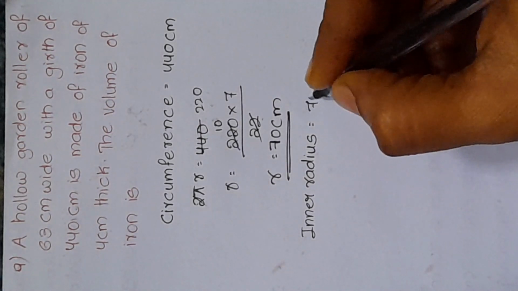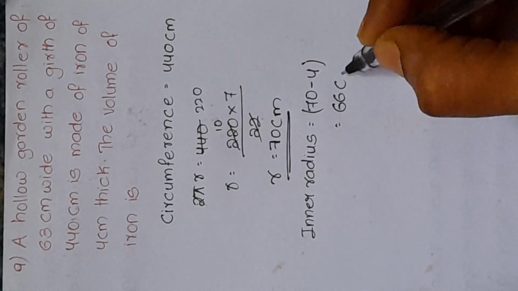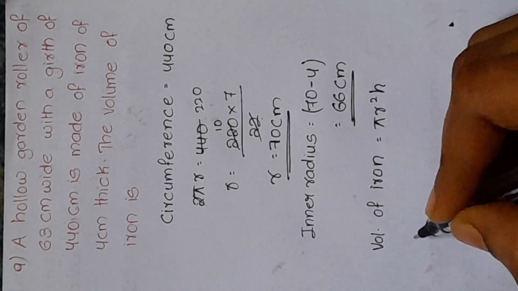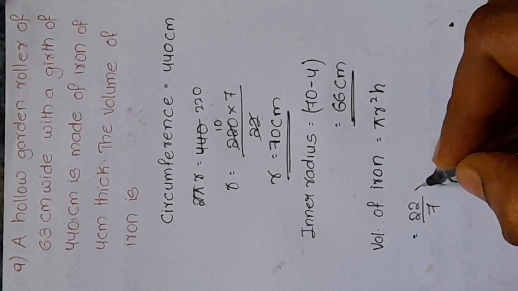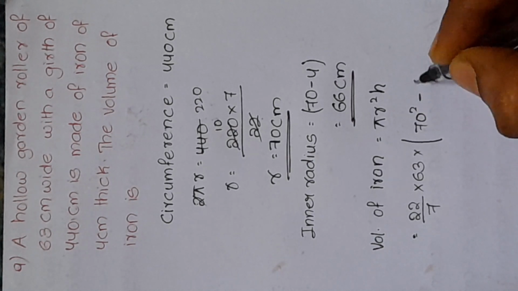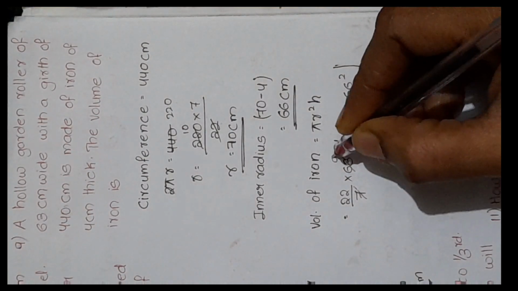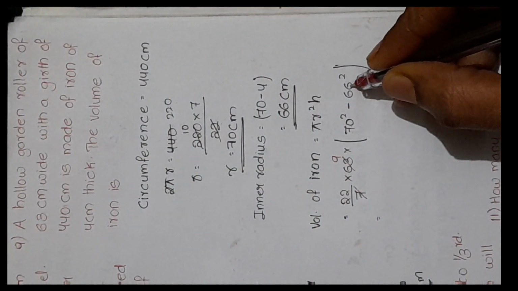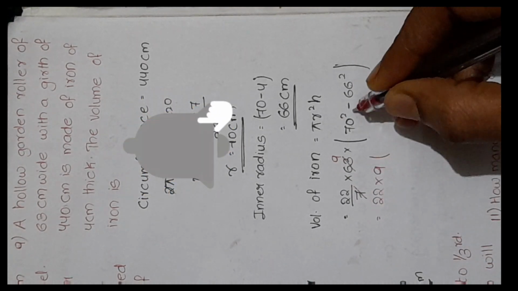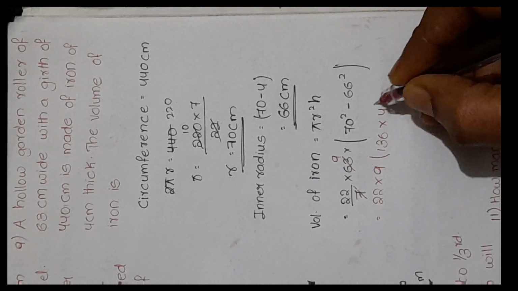Inner radius is 70 centimeters minus the thickness, that is 4, which is equal to 66 centimeters is the inner radius. Now the volume of iron required is pi r square h. Substituting the values, 22 by 7, h value is 63, and r here is 70 square minus 66 square. 7 9s are 63. So a square minus b square can be written as (a plus b) into (a minus b). So 22 into 9, 70 plus 66 is 136, and 70 minus 66 is 4.